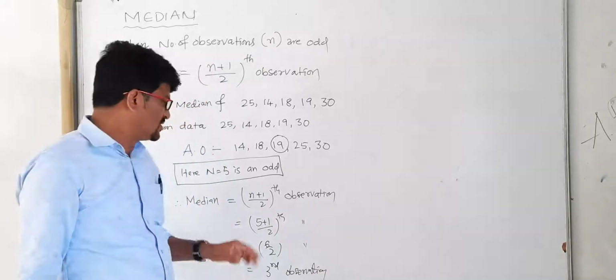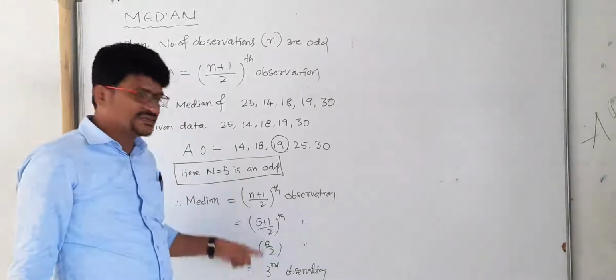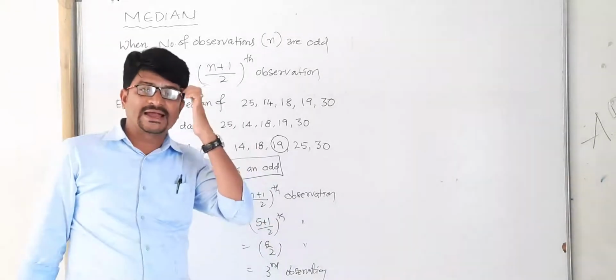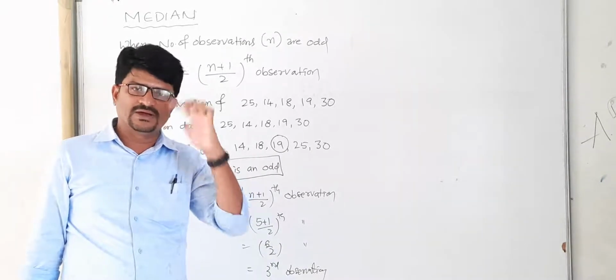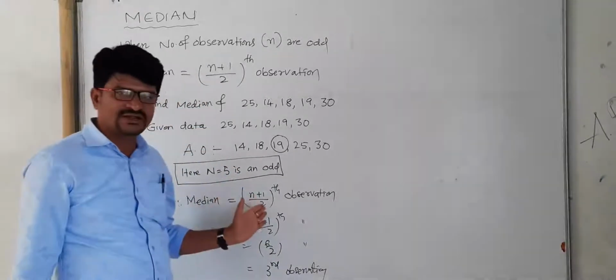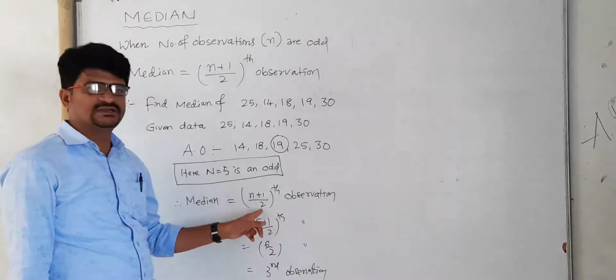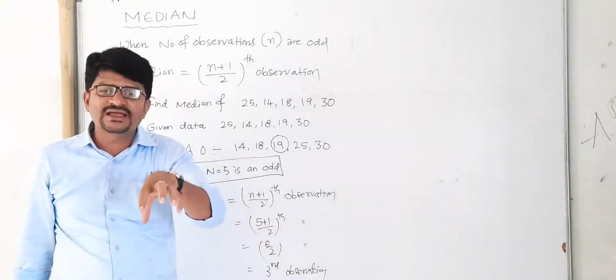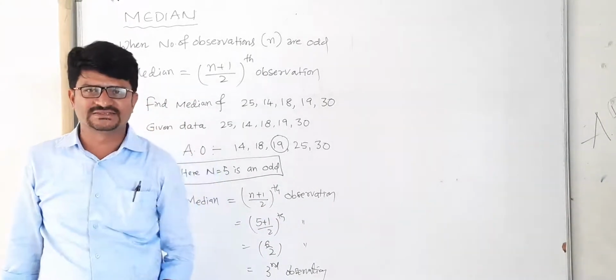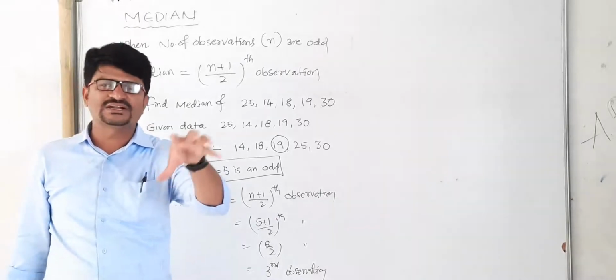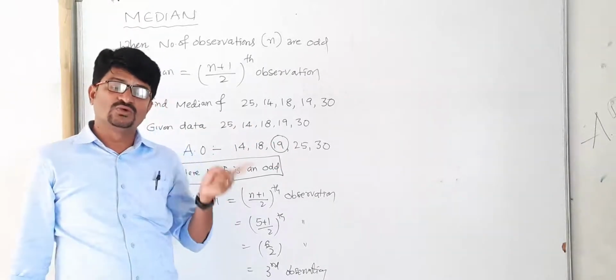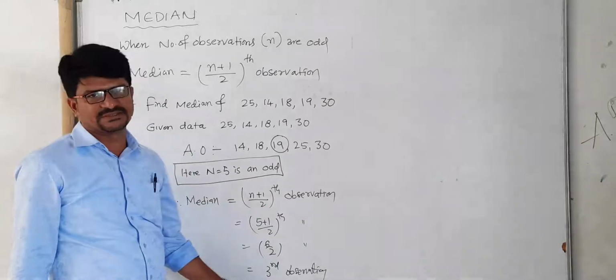Clear, children? But one thing you must know: this calculation should be done in your mind only. Why? Because this is not an official formula. It is to identify the observation place, which observation comes under median. To know that, you can calculate in rough space.